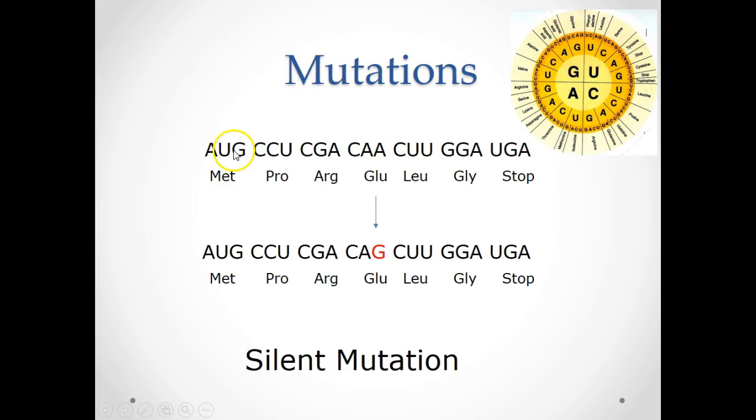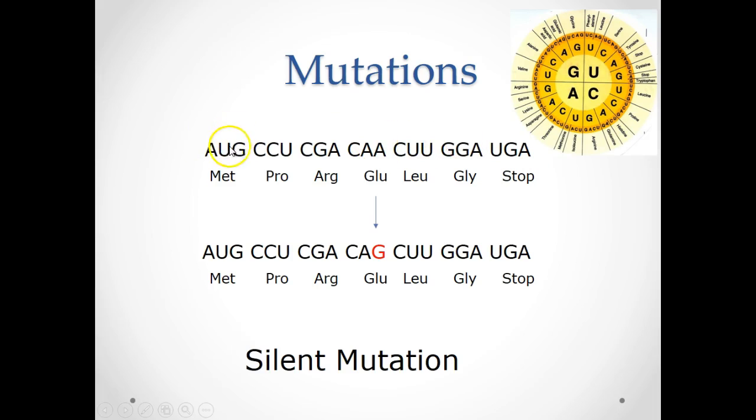We start with the start codon. In this particular mRNA sequence, we go methionine, proline, arginine, glutamine, leucine, glycine, and then the stop codon. The stop codon obviously tells the ribosome to stop translating that mRNA message into protein.